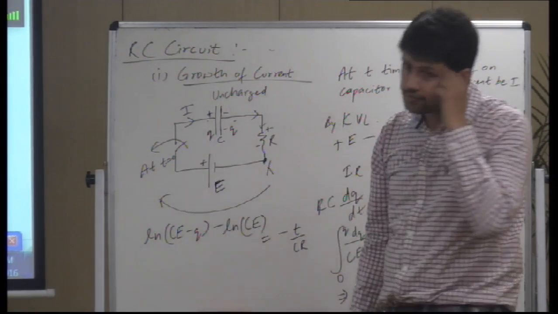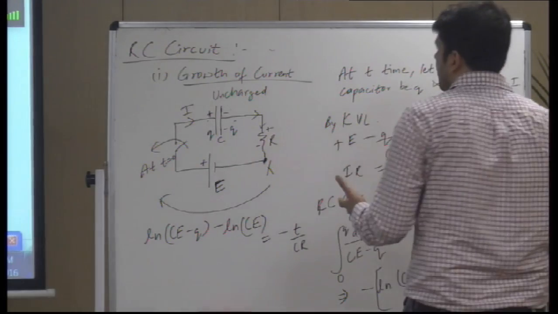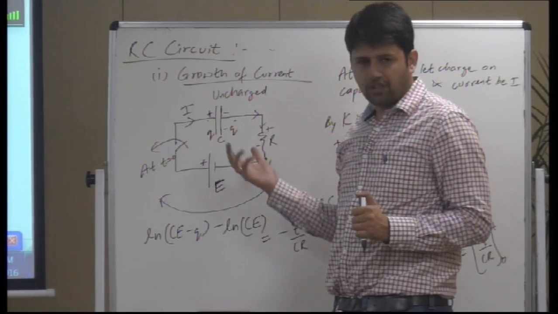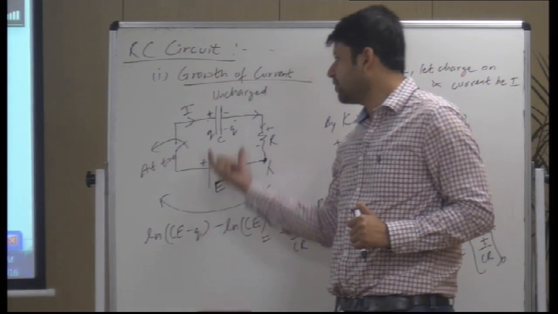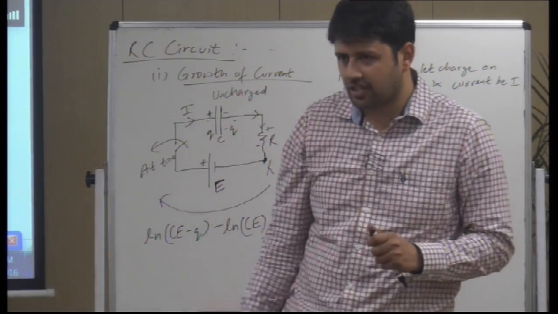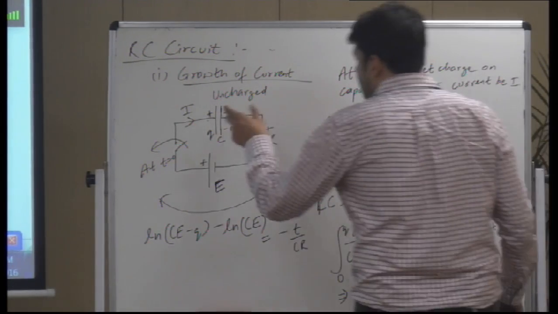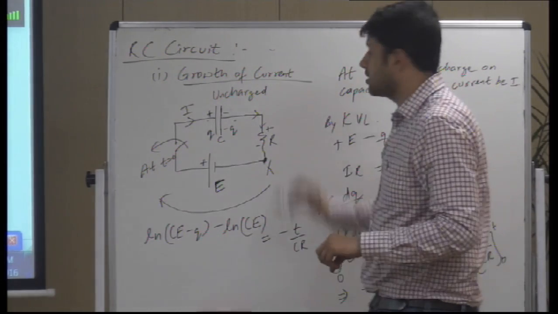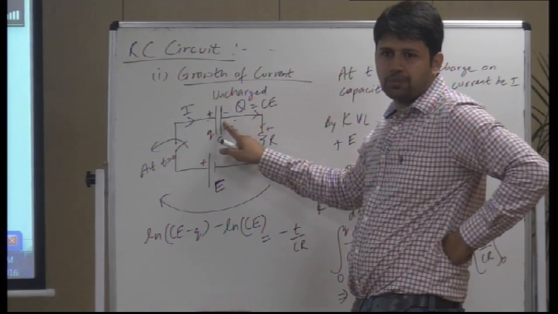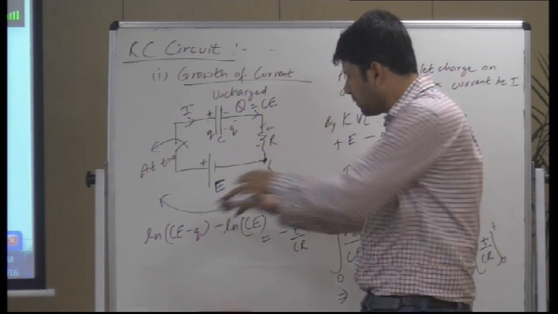Is this done? What will CE be? It is the charge when the capacitor is fully charged. When will the capacitor be fully charged? When the voltage here and the voltage here are the same, or the potential difference across the capacitor and the battery is the same. Then the capacitor is fully charged. So at that point of time the final charge would be CE, since the final voltage of the capacitor would be E. So we can replace it with capital Q.